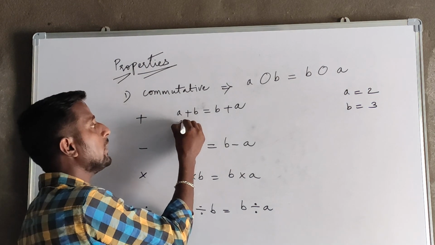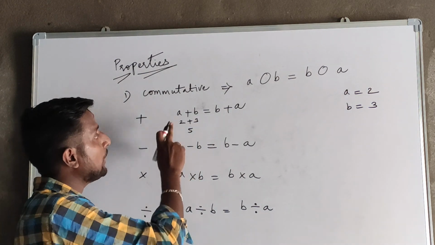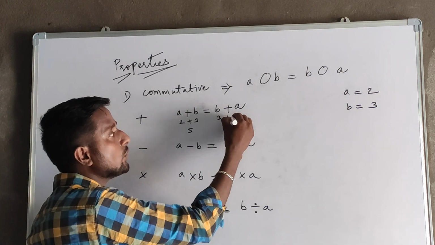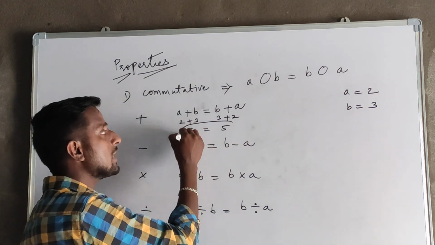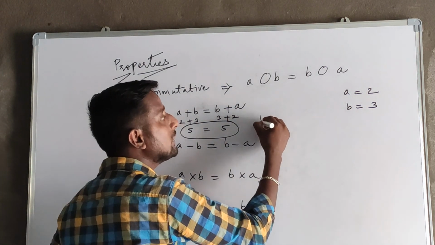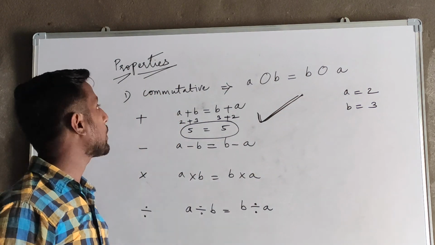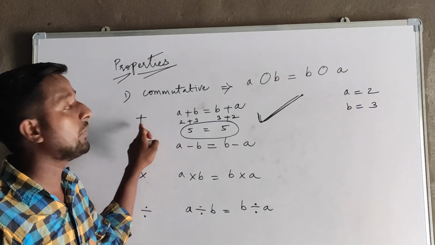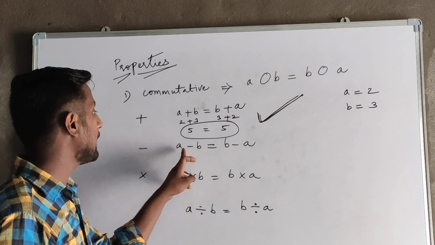Now look at A value 2, B value 3. So I can write 2 plus 3, answer 5. Correct? Now 3 plus 2, answer 5. Both sides, the LHS answer and RHS answer are the same. So this property is satisfied. So the commutative property is satisfied under addition for any rational number. Got it?